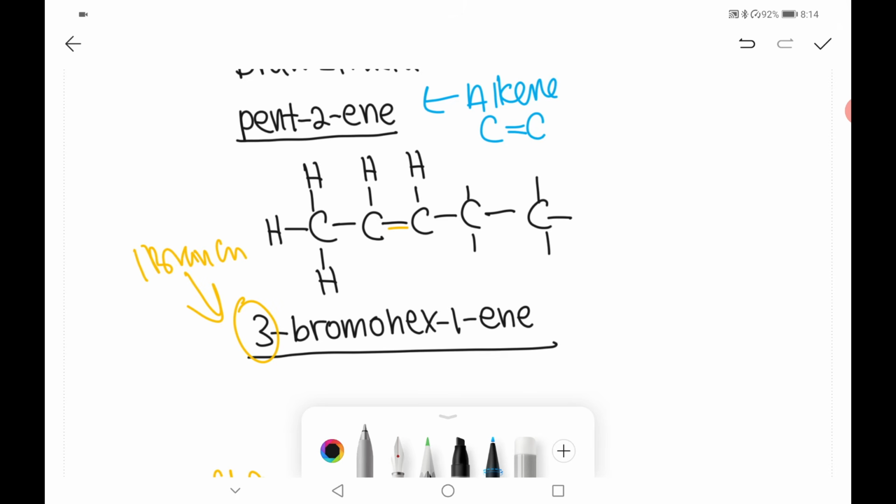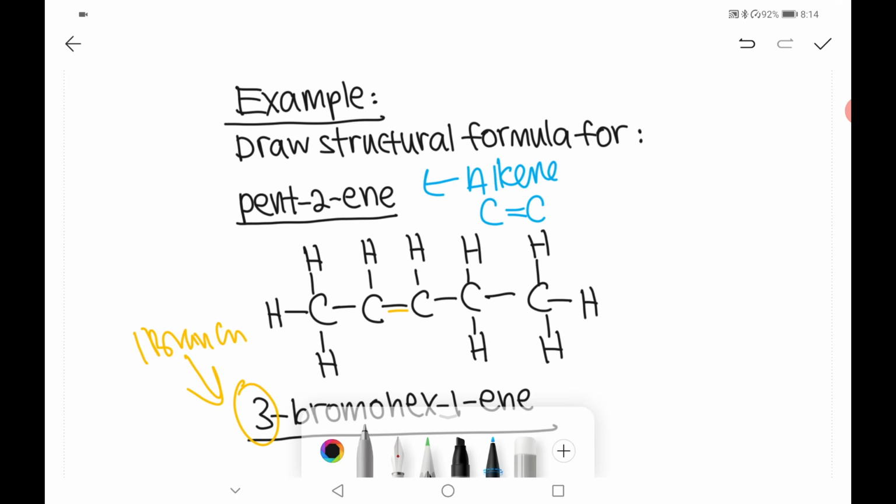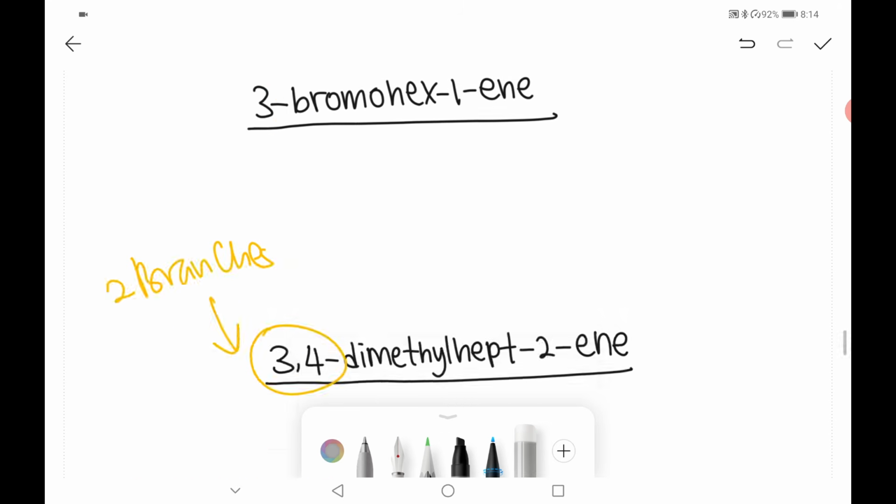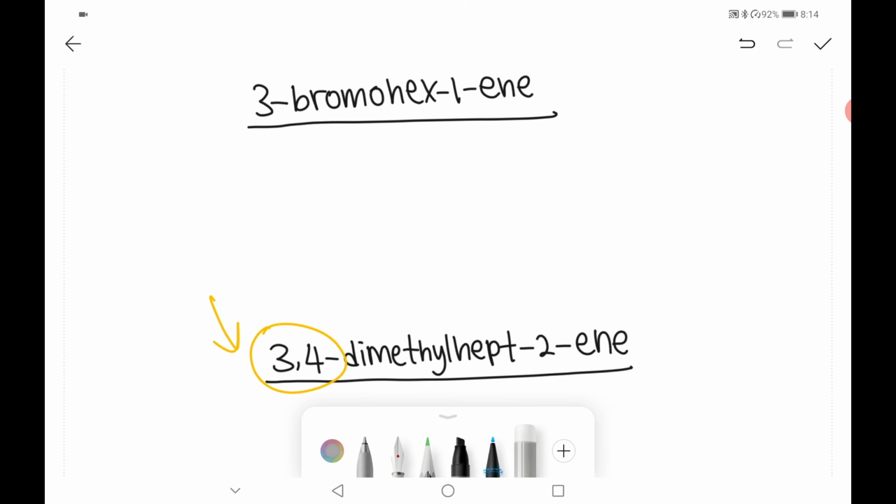So this is step by step how you change the name into a structural formula. This is how we change the name to become a drawing. Let's do the same thing. We have 2 more examples, so let us finish off the last 2 examples together.